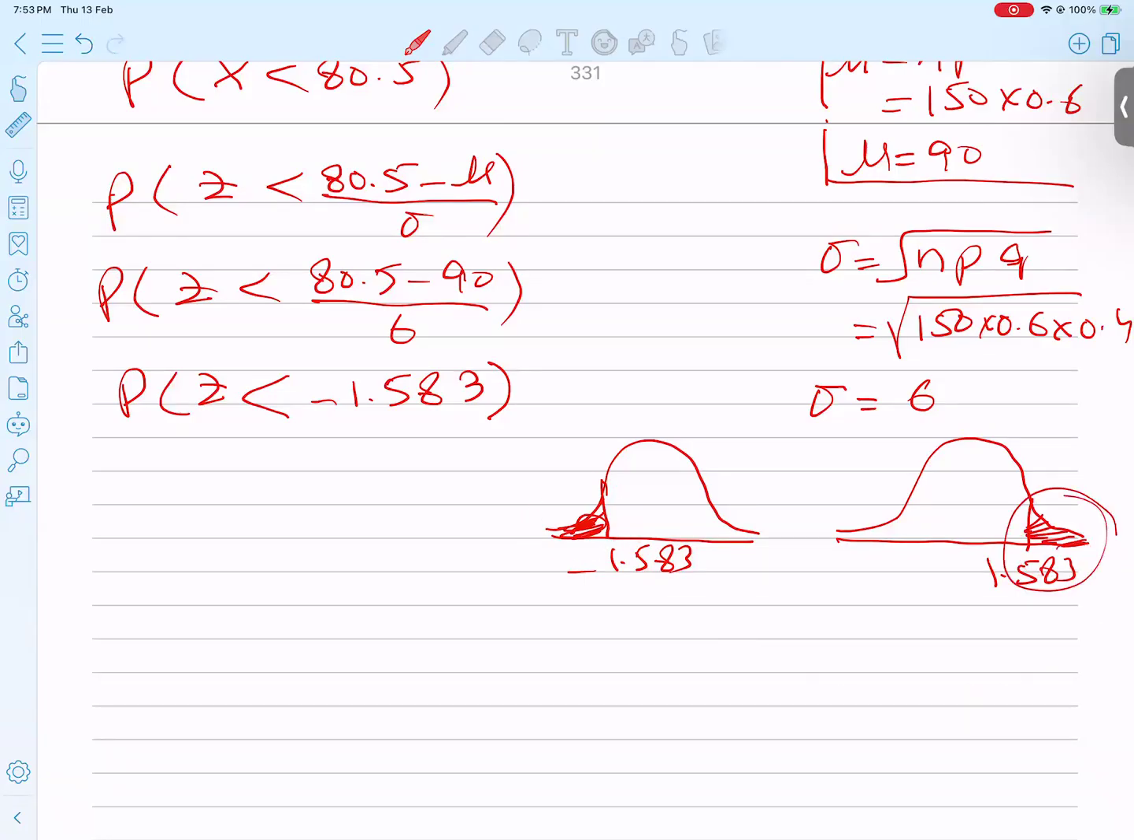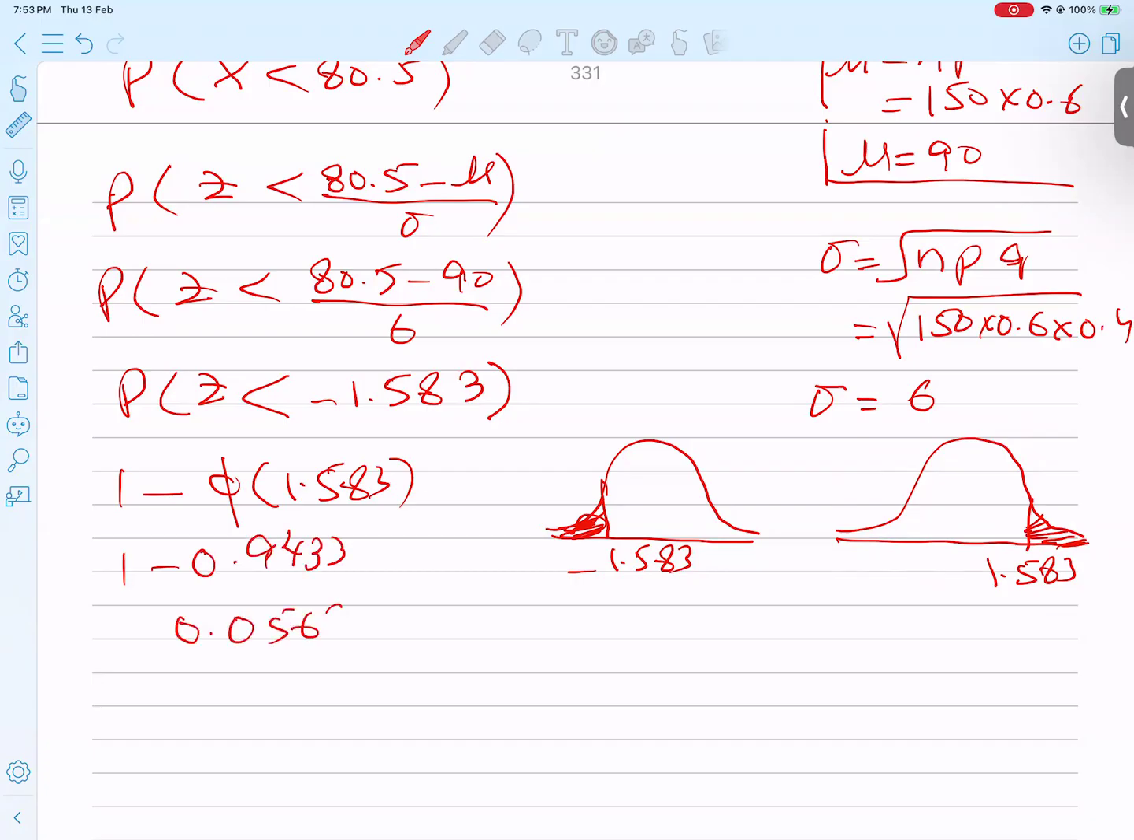And how to get this area, students? The sum of the whole is equal to 1 minus the white portion. And how to get the white portion? 1 minus phi of 1.583. So if you check it from the table, the answer is 0.9433, and finally 0.0567 is our final answer.